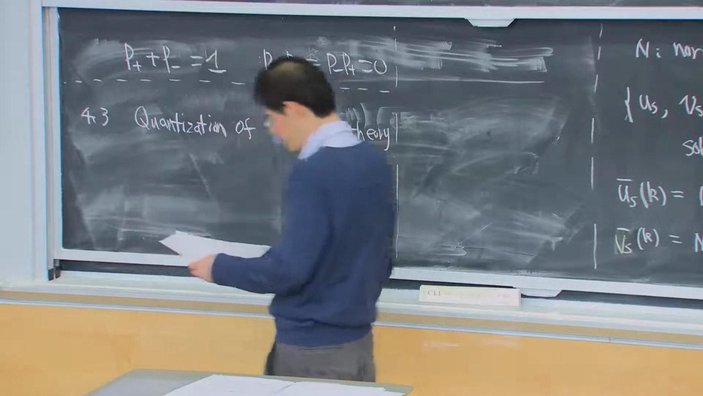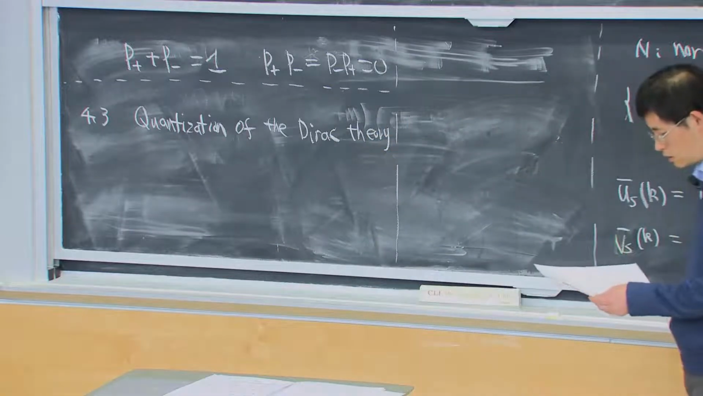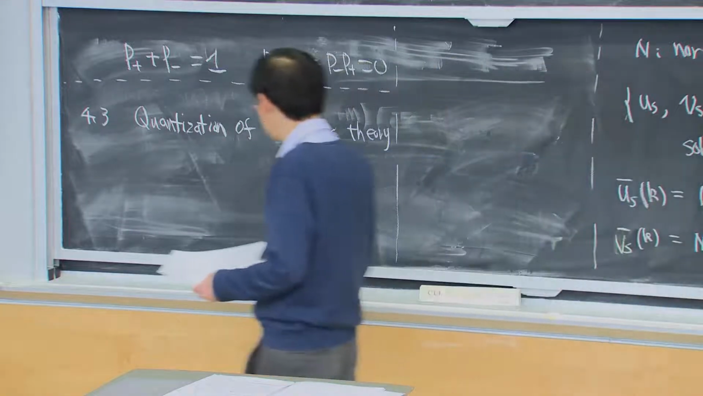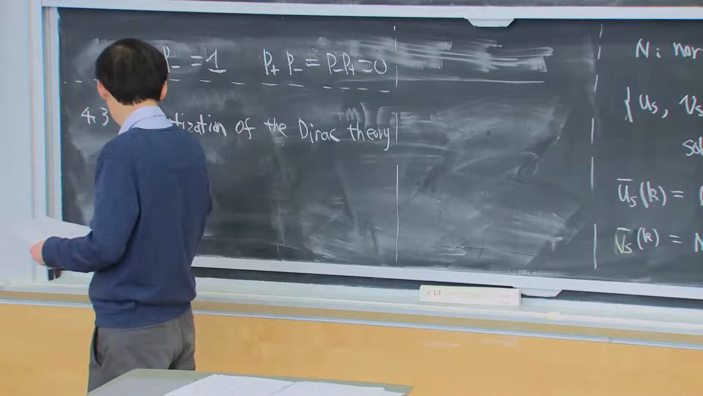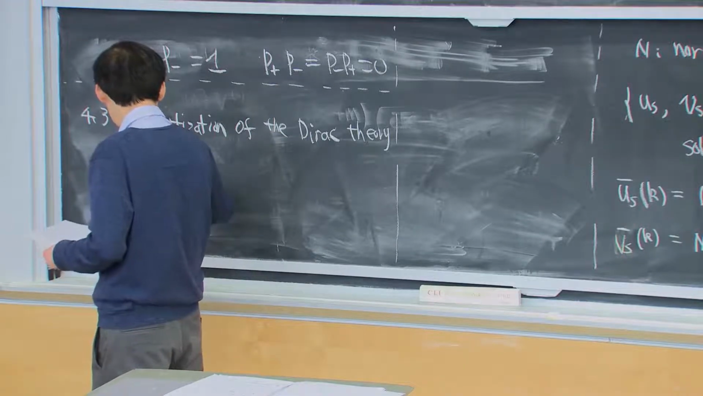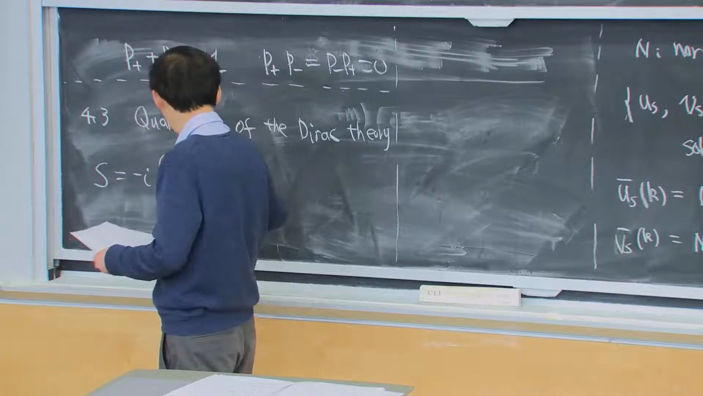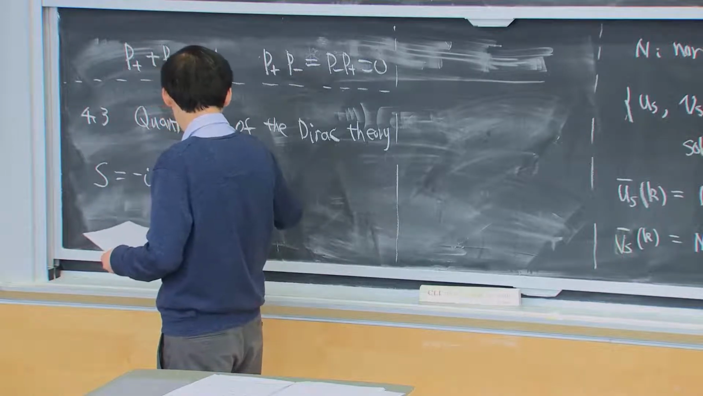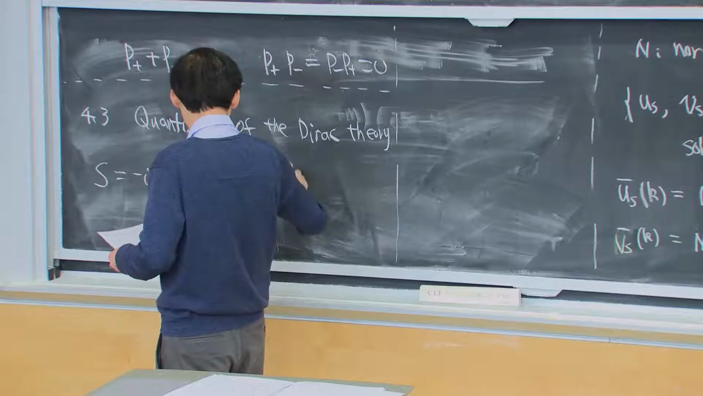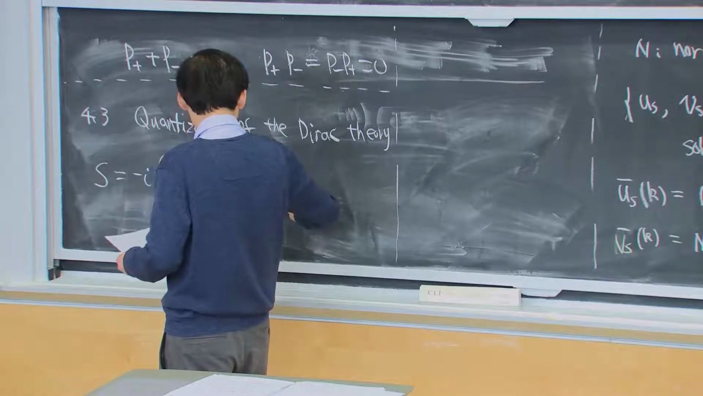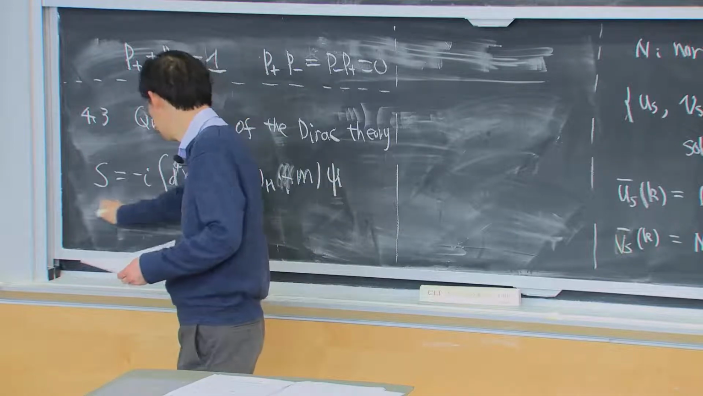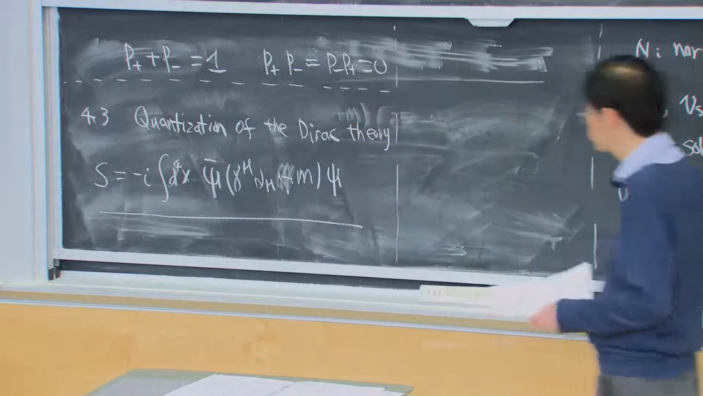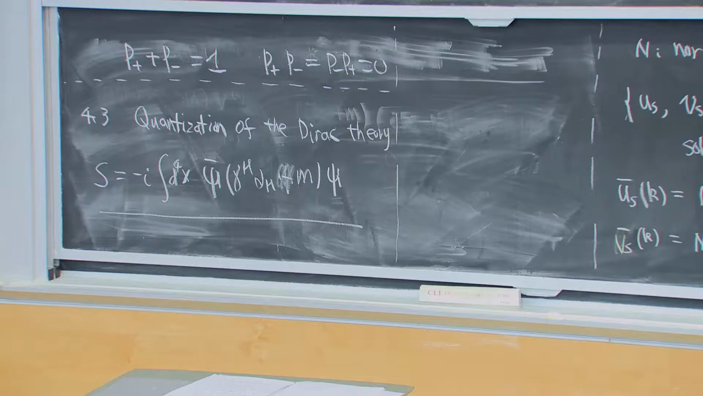Remember the action for the Dirac field is the integral d4x of psi bar, gamma mu partial mu psi, minus m psi. So this is the action which gives us the Dirac equation.